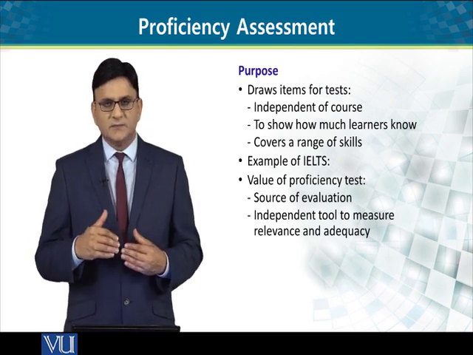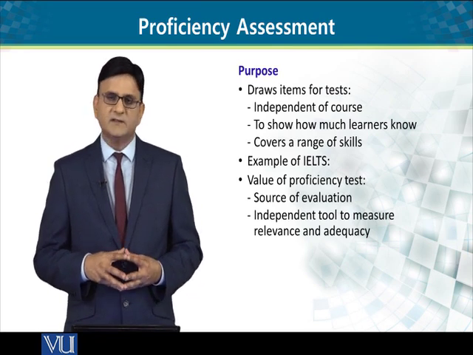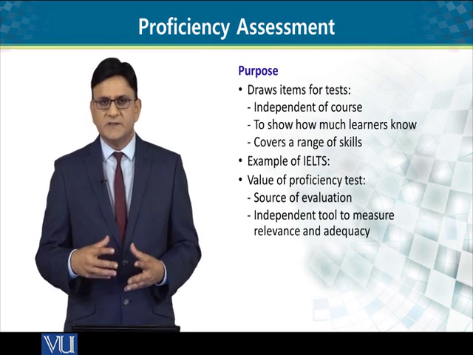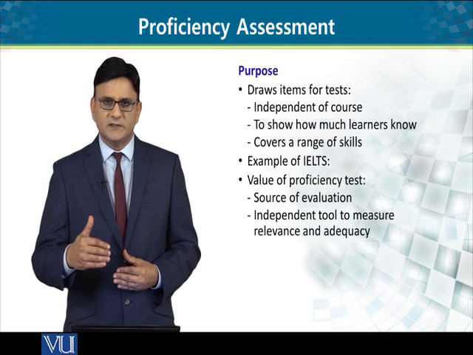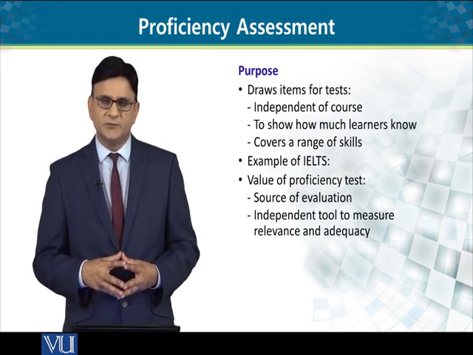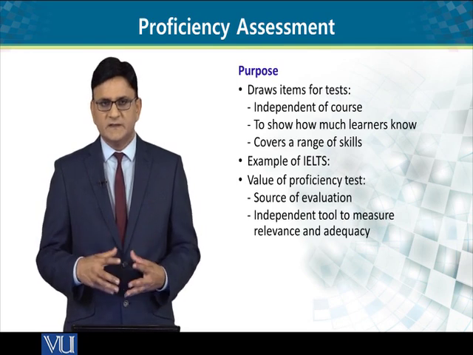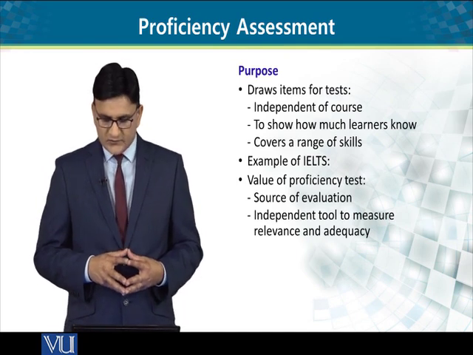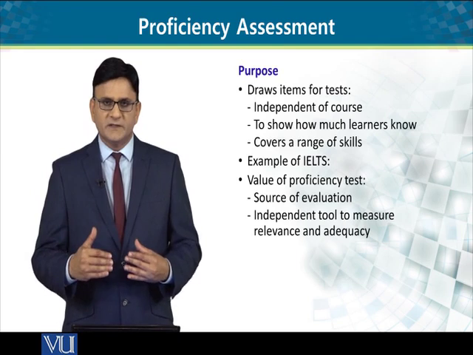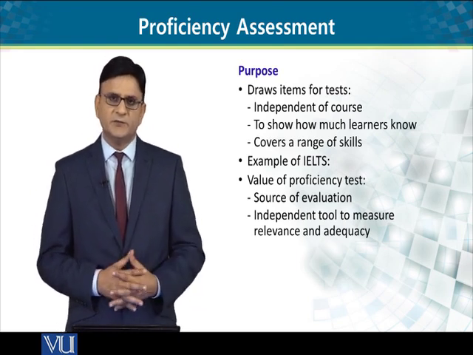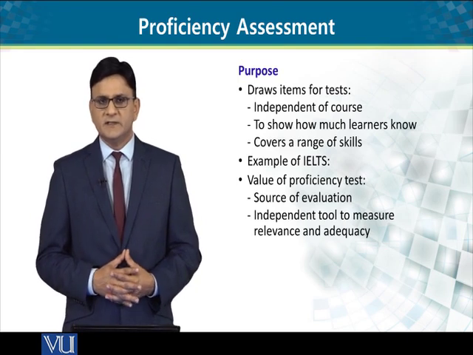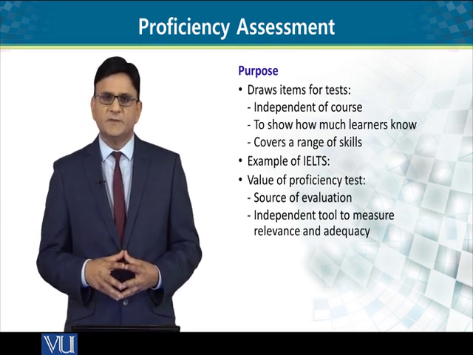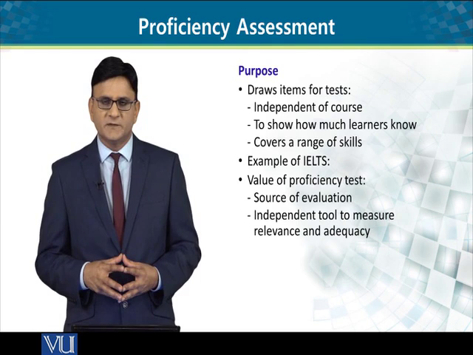So this is mainly used to show how much learners know. For example, if you get an IELTS 5.0 band, that shows your appropriateness to the language learning program and your proficiency in 4 areas of listening, speaking, reading, and writing. As I said before, that covers a range of skills. For example, if you are doing the listening module of IELTS, that will be covering your skills of listening for comprehension or listening for specific purposes.